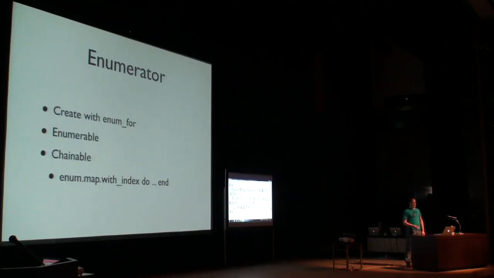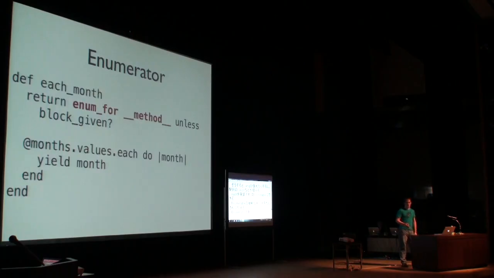There's also Enumerator, which allows you to create many enumerable methods on your object. So in your enumerable method, you call enum_for and return the Enumerator object it created. And also the Enumerator that it returns is both enumerable and chainable. So you can take your enumerator and map it with index, so you can map and also have all the indexes of each item.